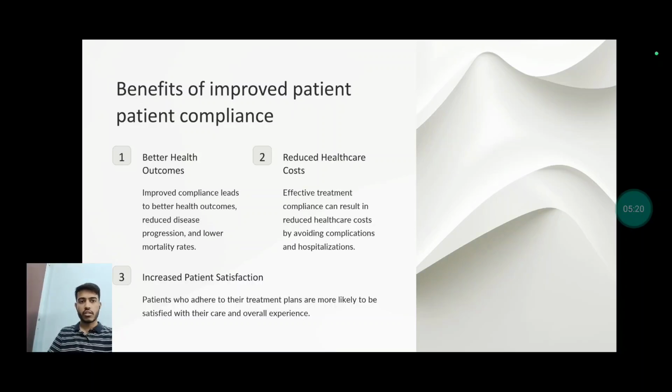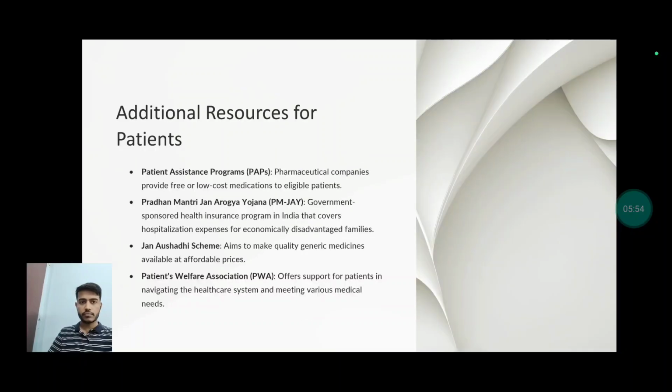Now, what are the benefits of improved patient compliance? There are three benefits. Firstly, better health outcomes. Improved compliance leads to better health outcomes, reduced disease progression, and lower mortality rates. Secondly, reduced healthcare costs. Effective treatment compliance can result in reduced healthcare costs by avoiding complications and hospitalizations. Third, increased patient satisfaction. Patients who adhere to their treatment plans are more likely to be satisfied with their care and overall experience. So, this is all about the relationship between cost of treatment and patient compliance.